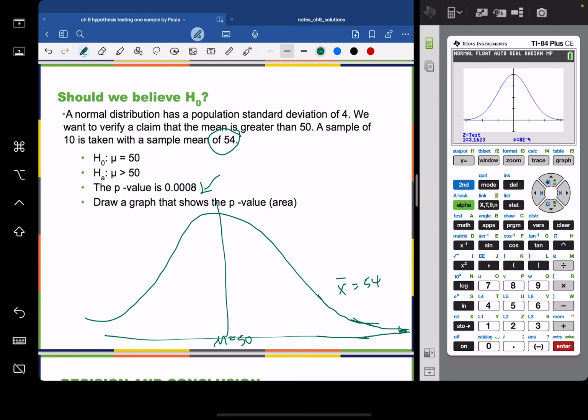So the area P, again, is 8e negative 4, or 8 times 10 to the negative 4, which means 8 times 0.0001, which means 0.0008. So super tiny probability of getting a sample mean that is that far away from the population mean.